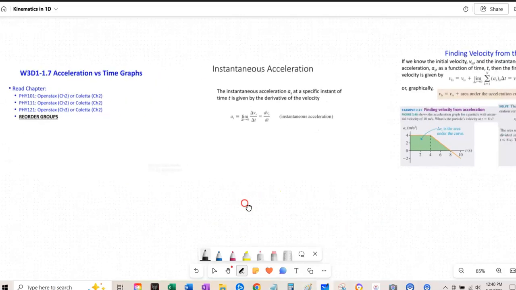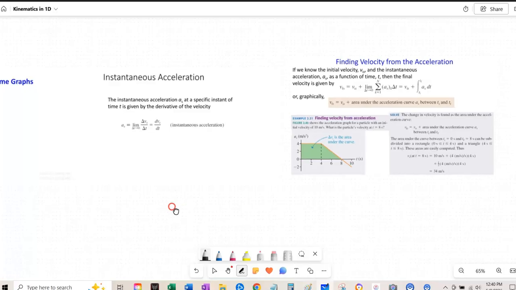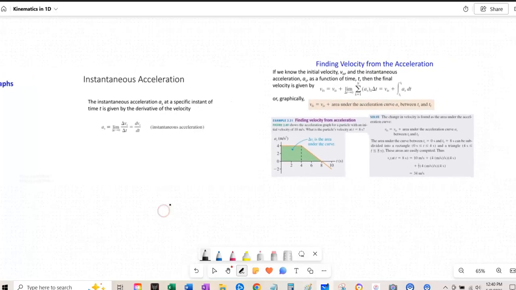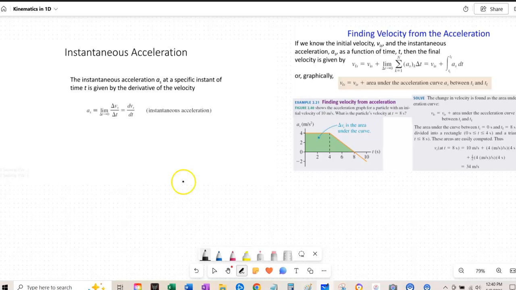All right, so we are looking at acceleration versus time graphs. There's a few things that you should know about it. First off, an acceleration versus time graph can tell you your acceleration at any given point in time. In what we had learned, a velocity versus time graph will give you the acceleration at any instant in time, and an acceleration versus time graph will give you the acceleration at any given point in time.